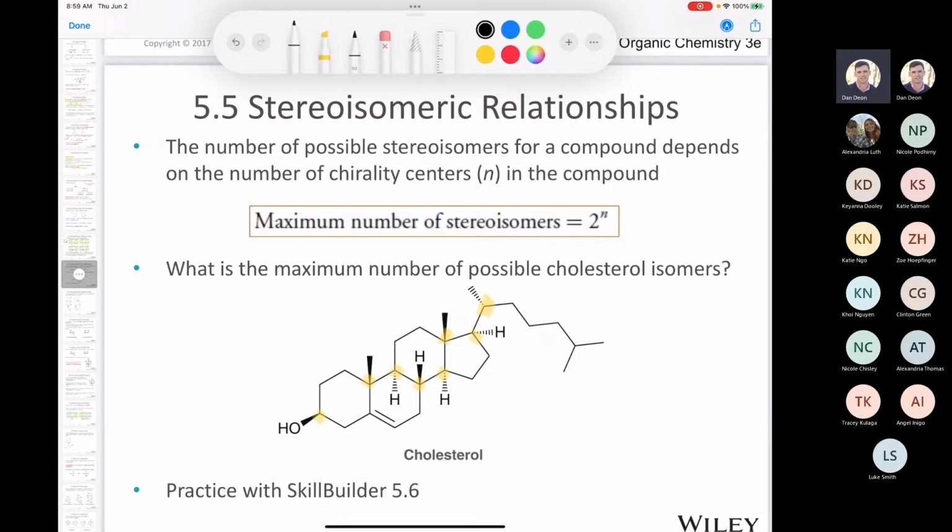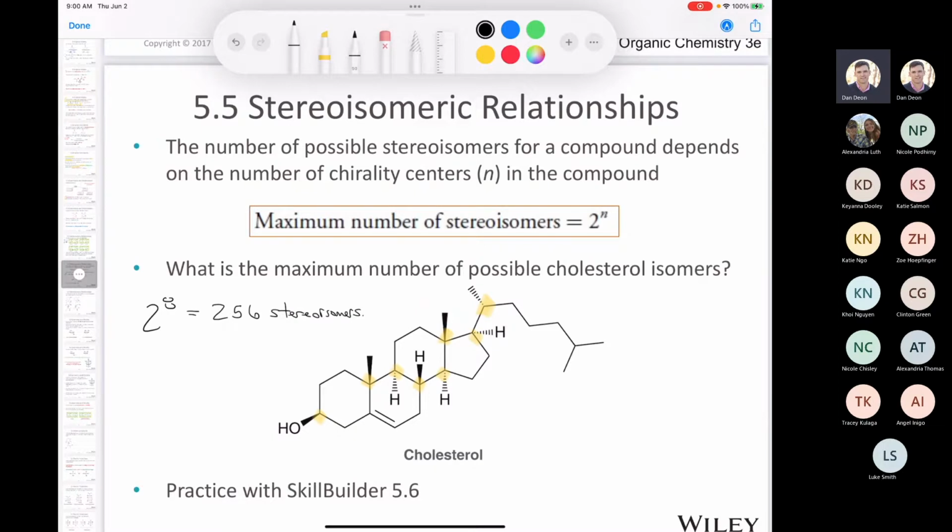So the maximum number of stereoisomers for cholesterol is 2 to the power of 8, which is 256, I believe. If we take 2 to the power of 8, we get 256. So that means that cholesterol has 256 possible stereoisomers. Pretty remarkable that the human body always synthesizes this one stereoisomer.